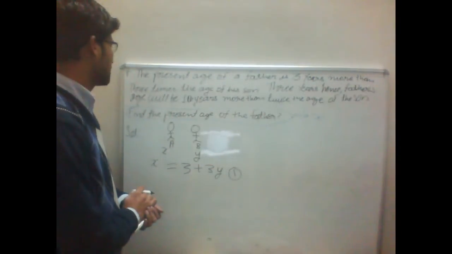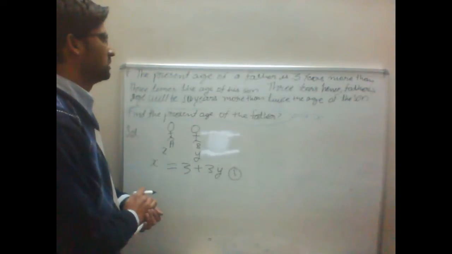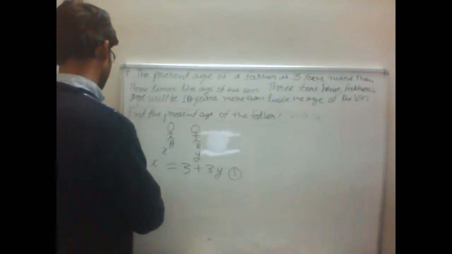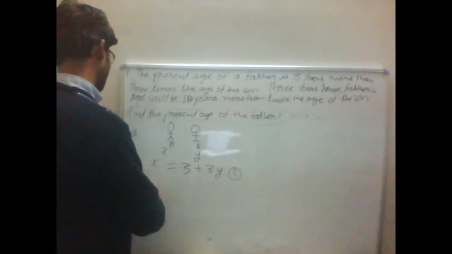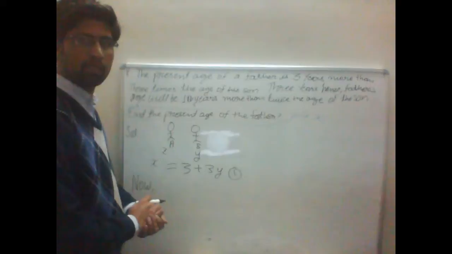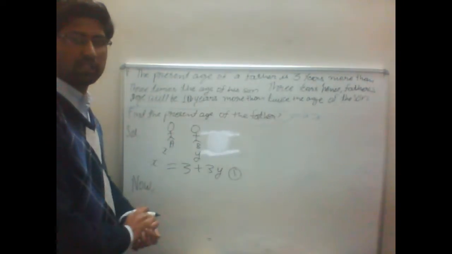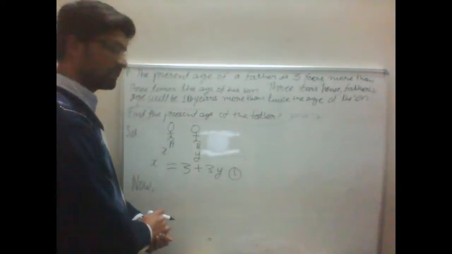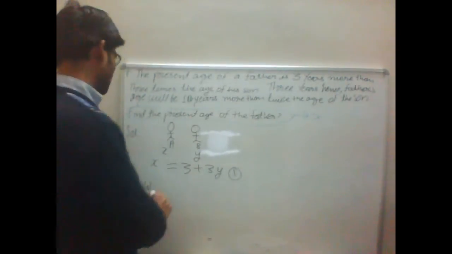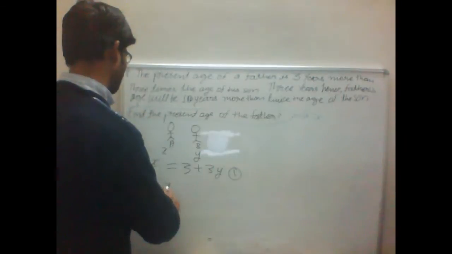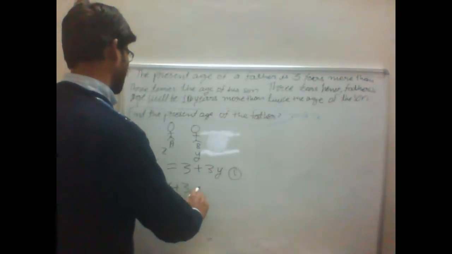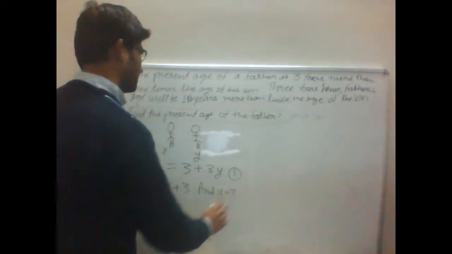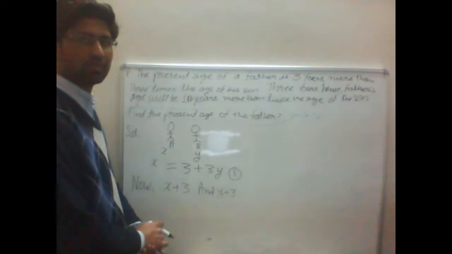Now read further what the second line is saying. 3 years hence. Good. After 3 years, let them sit in the time machine and travel towards 3 years later. So after 3 years later, what will be the ages? The ages will be x plus 3 and y plus 3. Now find out what is the relation between the ages after 3 years.